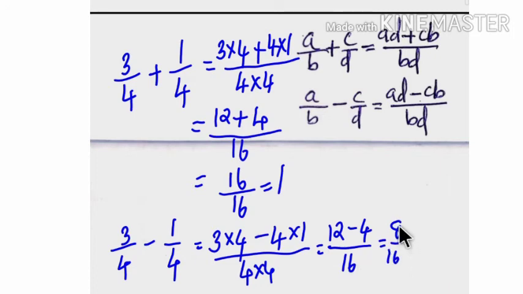We can further simplify 8 by 16. 8 is common in both numerator and denominator. So 8 by 8 is 1, and 16 by 8 is 2. So 1 by 2 is the answer. While subtracting 3 by 4 minus 1 by 4, the answer is 1 by 2.